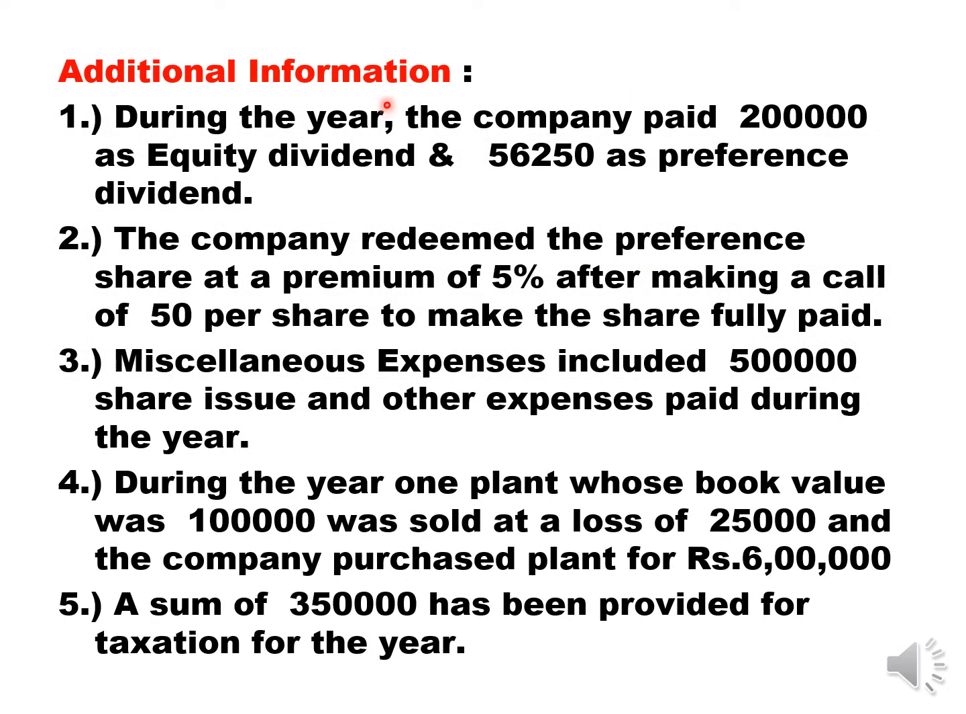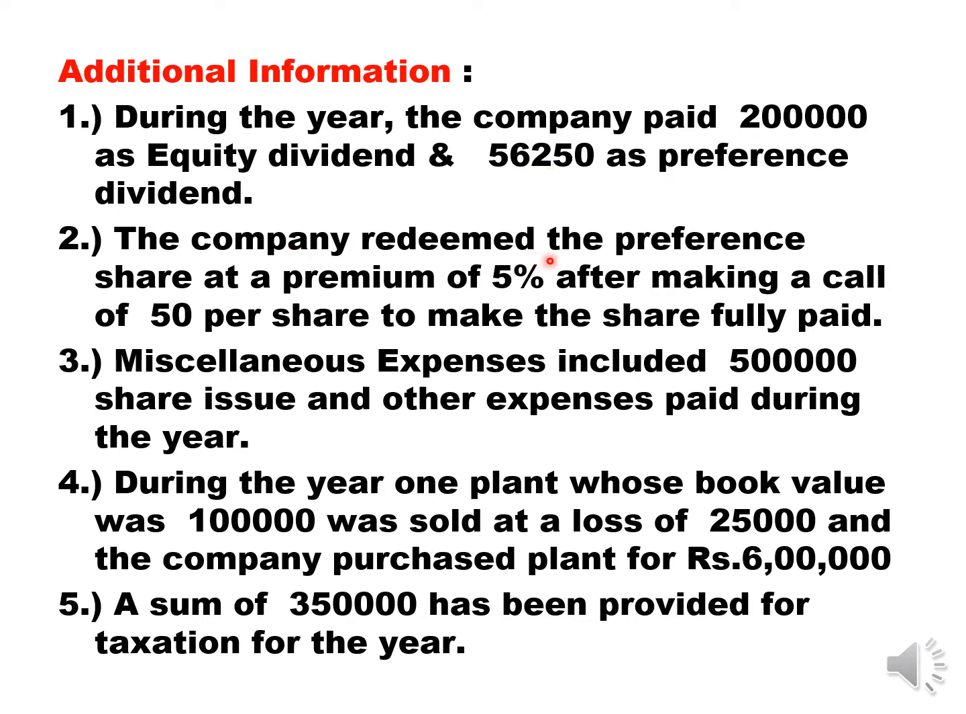Additional information, students, all adjustments will come at 2 places. During the year, company paid 2 lakh as equity dividend and 56,250 as preference dividend. So both the dividends will come in adjusted PL account and FFS.